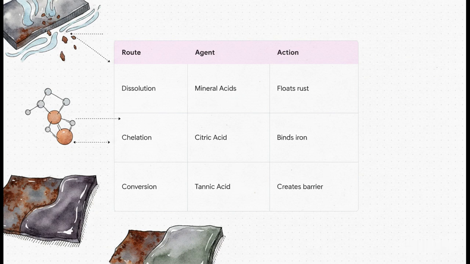Converters, on the other hand, take a different approach. They actively transform the rust into a protective barrier layer. For example, tannic acid yields an inert dark compound called ferric tannate, while phosphoric acid creates a tough iron phosphate film, which is often sealed right under a polymer layer.